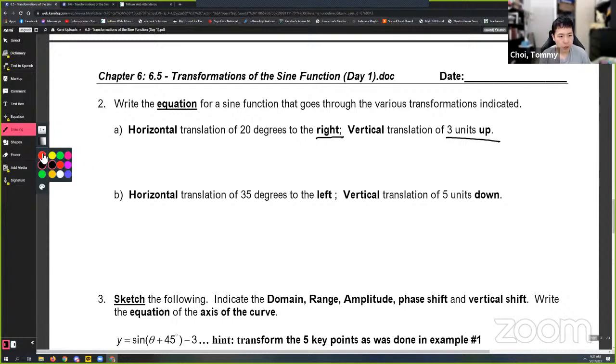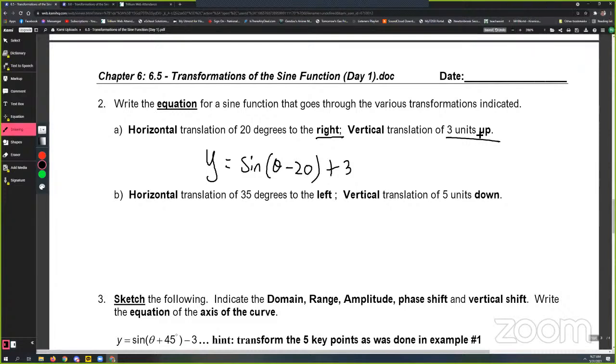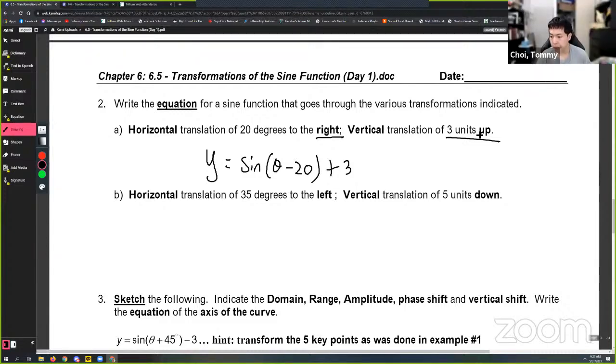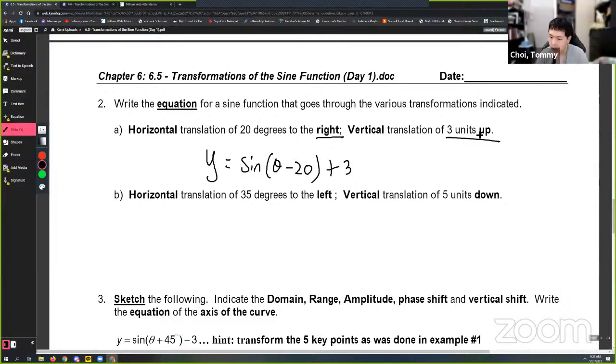So for me, this equation would be y is equal to sine of (theta minus 20), plus 3. That will be my first one, right? 20 degrees to the right means it's minus inside the bracket, and 3 units up would be plus 3. Wait, mister, so if it's right, it's negative? If it's left, it's positive. Yeah, same thing that we did before. Same rule. So try 2b. I'll give you a minute to think about it and write it down, and we'll take it up.